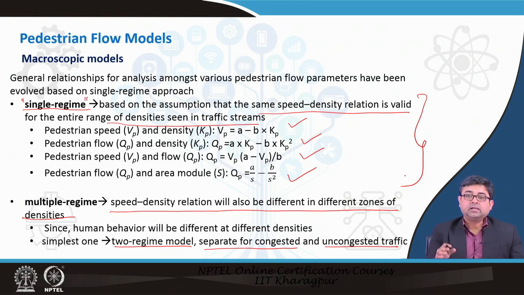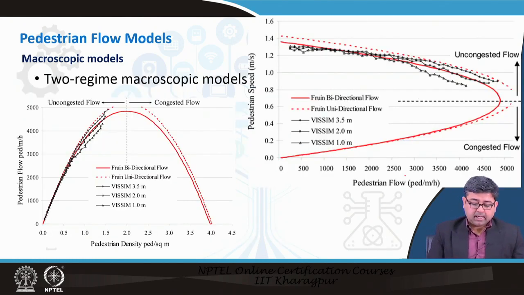Mostly single regime models are usually used in regular application of these models, whereas in theoretical studies and to improve models, people start looking at two regime models. So, this is an example again, right.